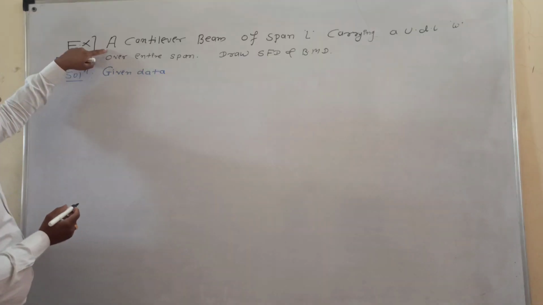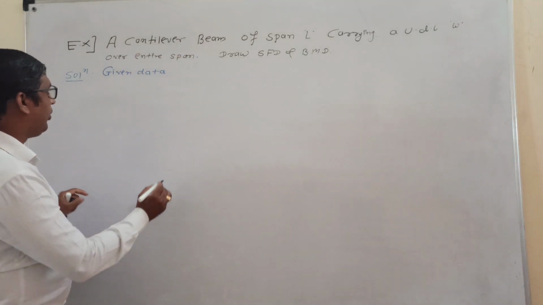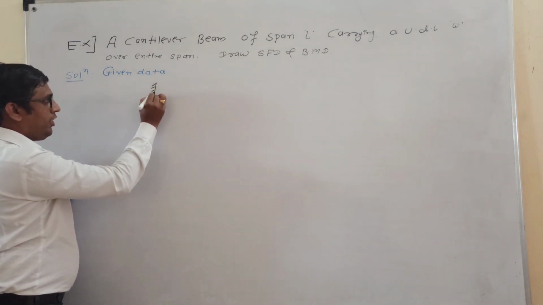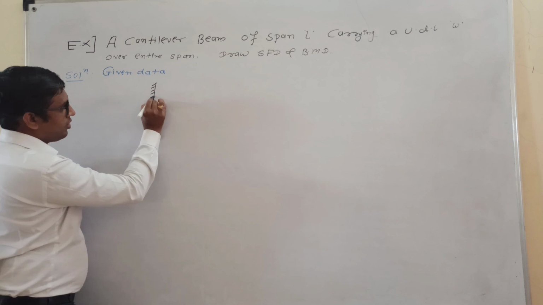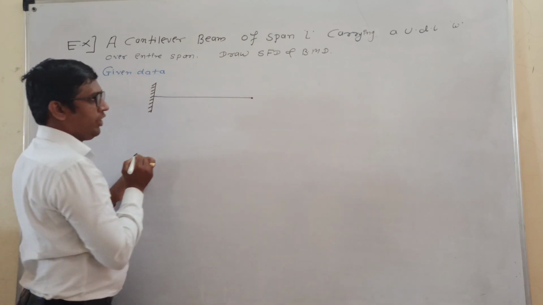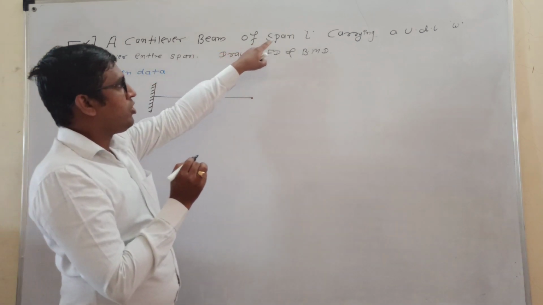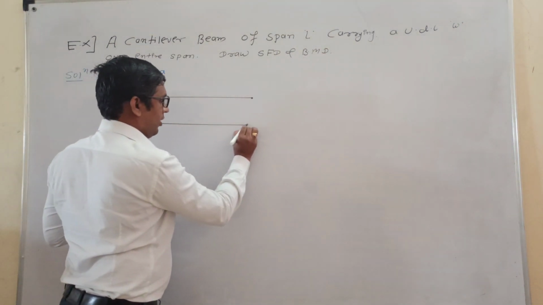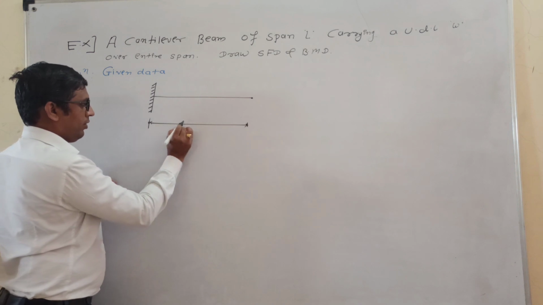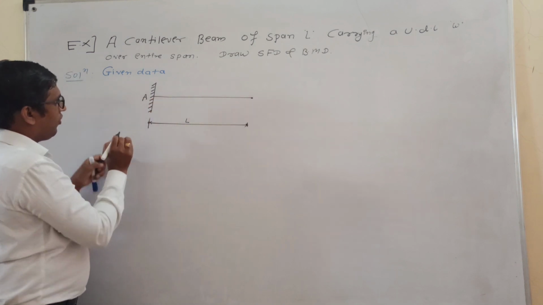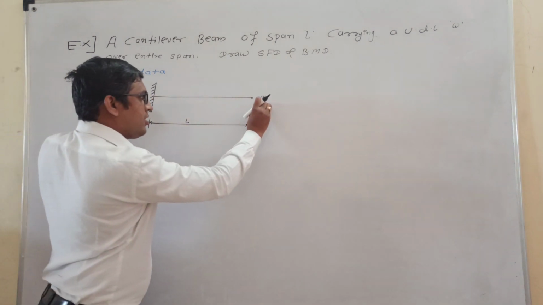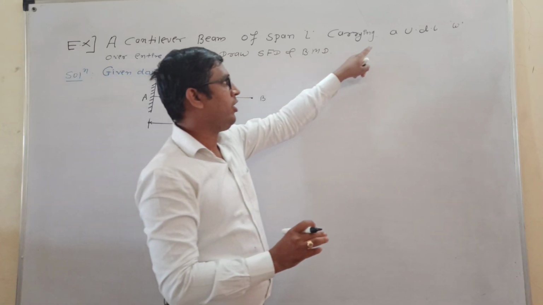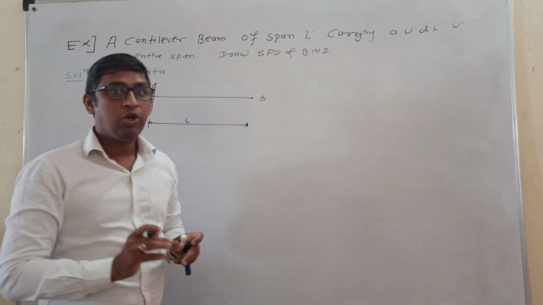Okay, read the problem carefully. A cantilever beam. All of you know that cantilever beam means one end is fixed, the other end is free, of a span L. Suppose the fixed point is A and the other point is B. This cantilever beam is carrying a UDL w. All of you know that.